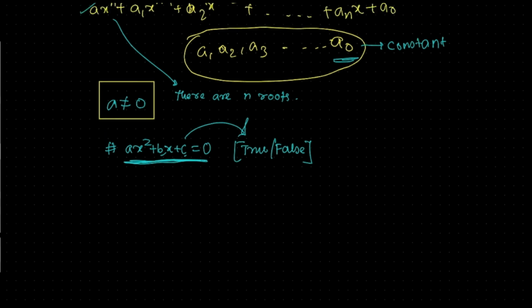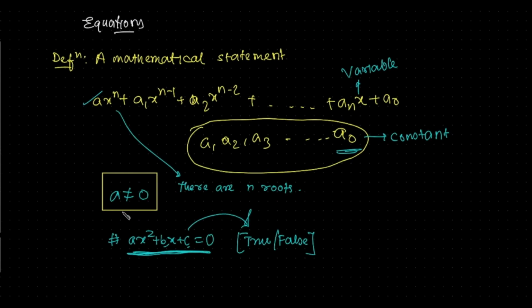Let's see our next mathematical statement. It's a statement. Here x is a variable. A, B, C are constants. They should be real numbers only. Yes, suppose they are real numbers.